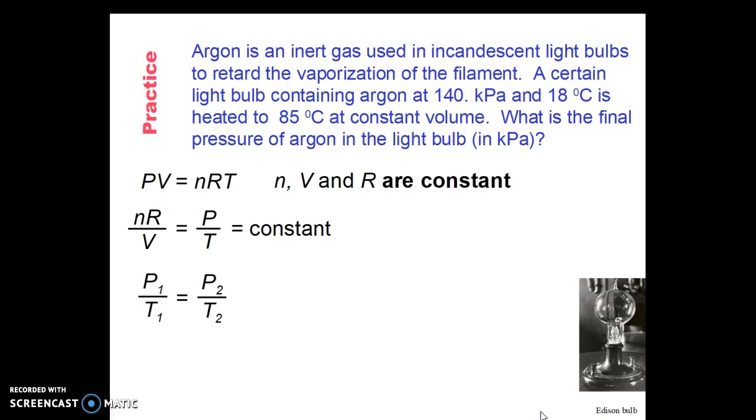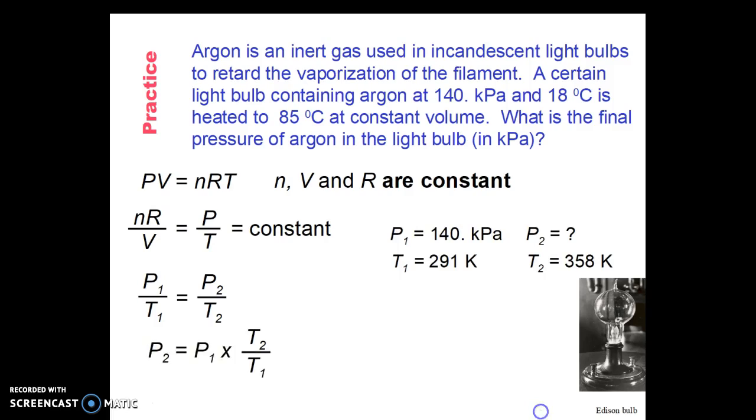P1 over T1 equals P2 over T2. So when we solve for P2 and plug in the numbers, we get 140 kPa times 358 over 291. Kelvins cancel out, and we get 172 kPa.